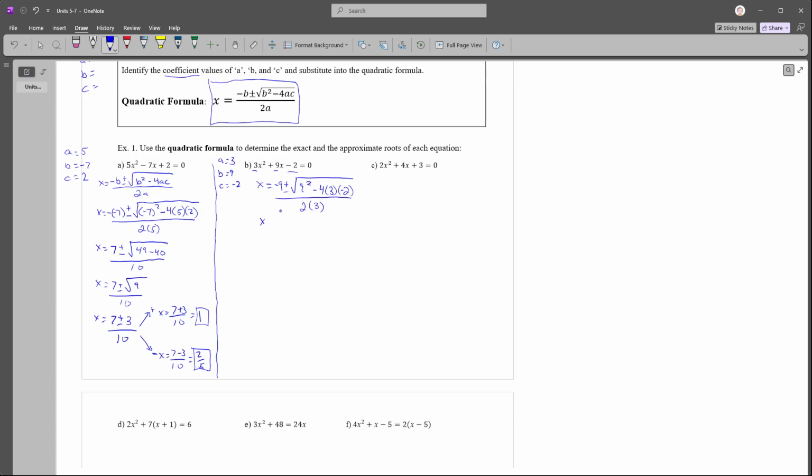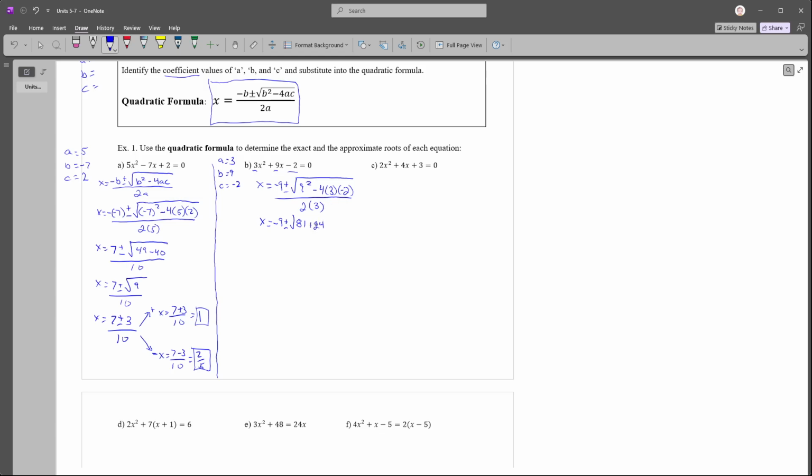So now here, let's finish off and clean up our math a little bit. X is equal to negative 9 plus or minus the square root. So we have 9 squared. That's 81. We know that. And that's going to be 4 times 3 is, well, it's negative 4 times 3. That's negative 12 times negative 2. So that's plus 24.